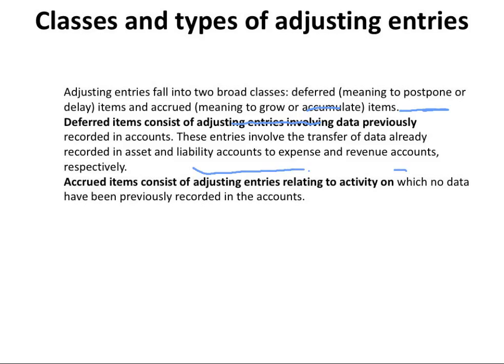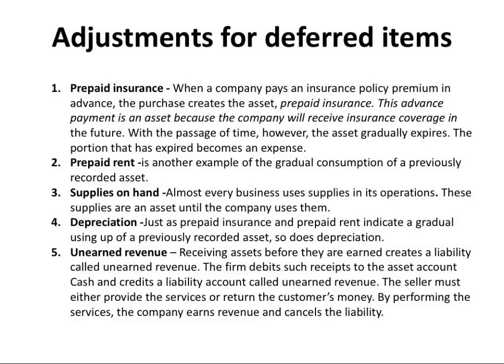Accrued items consist of adjusting entries relating to activity on which no data has yet been recorded. And here's a number of adjustments for deferred items: prepaid insurance, prepaid rent, supplies on hand, depreciation, unearned revenue. They all are in my records at the moment and have to be adjusted.